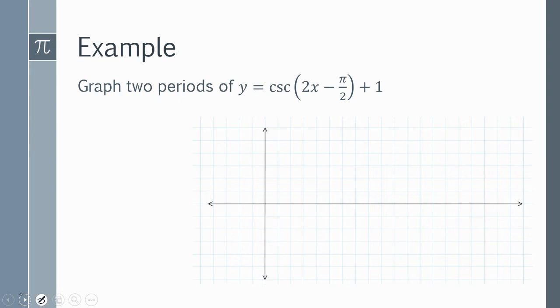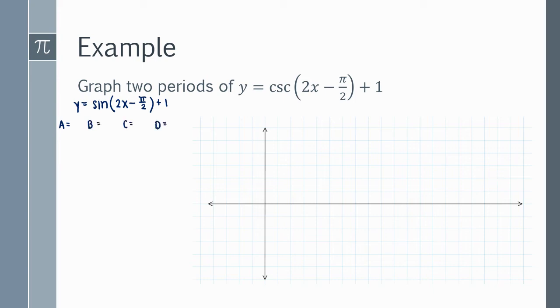Okay, let's take a look at this one. We want to graph 2 periods of y equals the cosecant of 2x minus pi over 2, plus 1. So remember, we're going to start off by thinking of it as y equals the sine of 2x minus pi over 2, plus 1.